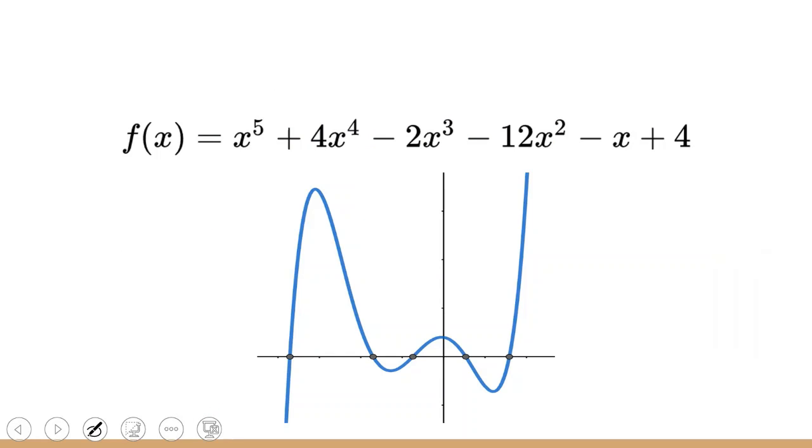So for example, this function is a polynomial of degree 5, since that is the largest power. And here's its graph. We can see that it crosses the x-axis multiple times. And so for any polynomial, the degree is the same as the maximum number of times it may cross the x-axis, or the maximum number of roots that it may have.